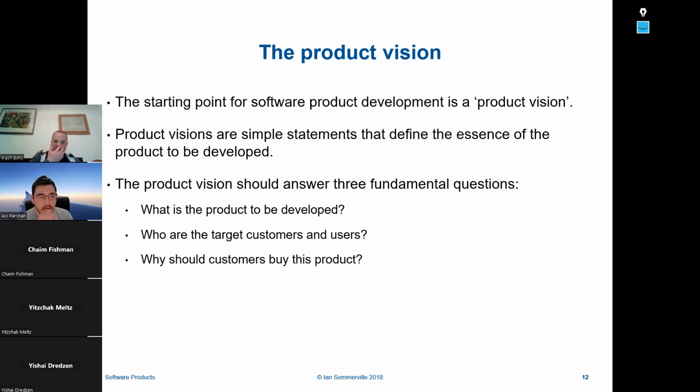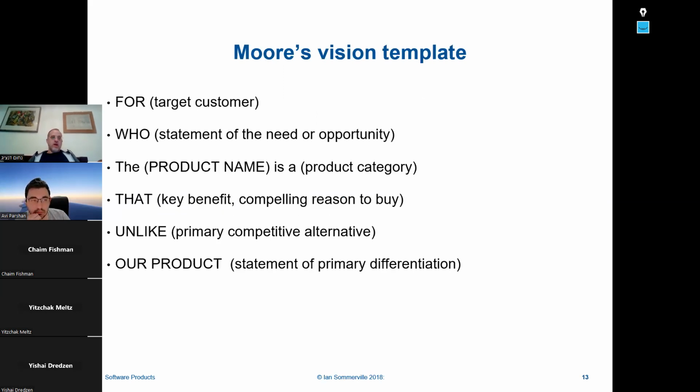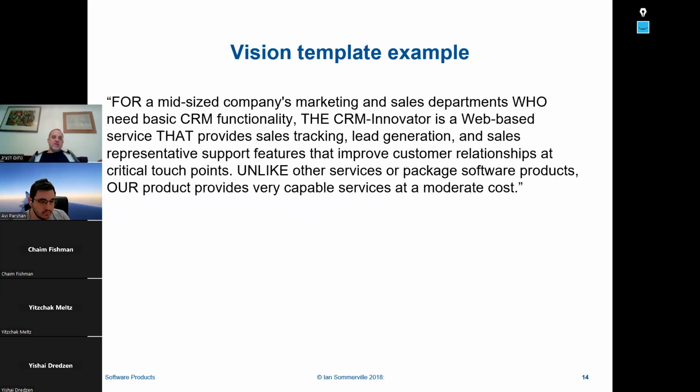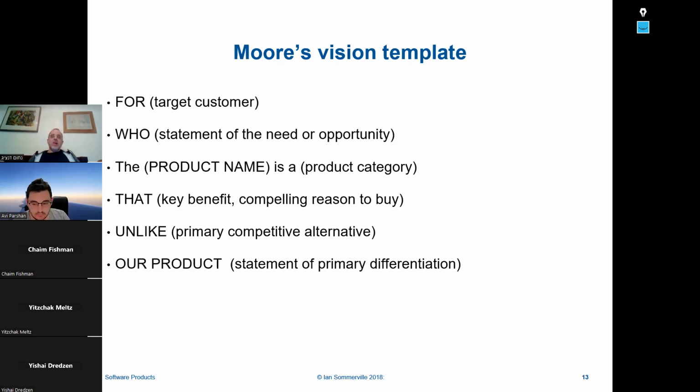But I also have to know who's my target. What type? Is it tech savvy people? Is it mom and pop? So these three questions have to be answered in a good way. I have to have a target customer. So there's Moore's vision template. I never saw this anywhere else, and I don't know if it's the same Moore as Moore's law, but it's spelled the same. So Moore's vision template has to follow this format.